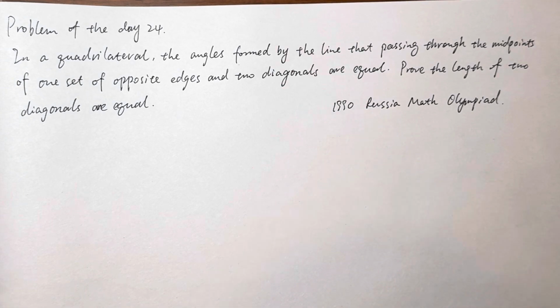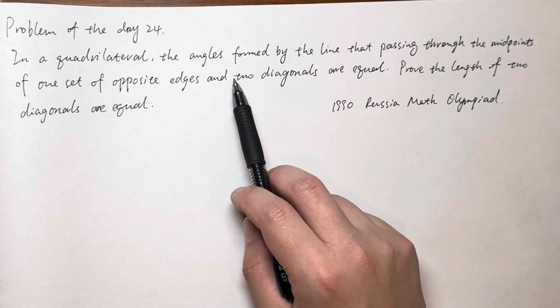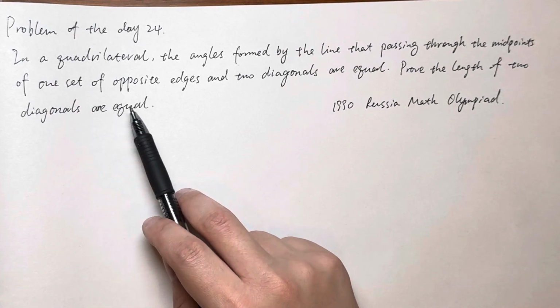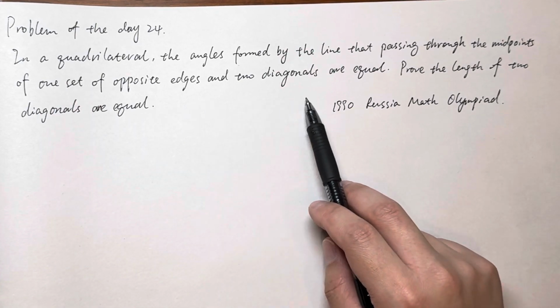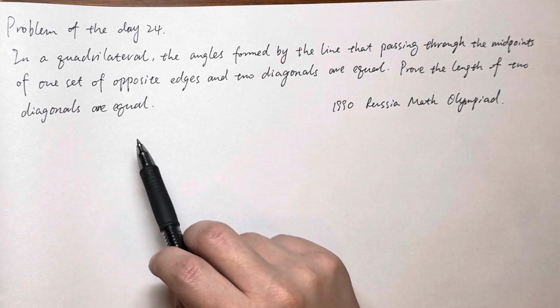So here we're going to talk about the problem of the day 24. In a quadrilateral, the angles formed by the lines passing through the midpoints of one set of opposite edges and two diagonals are equal. Prove that the length of two diagonals are equal.